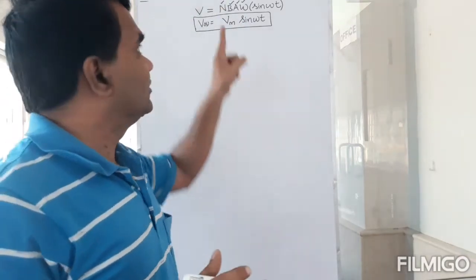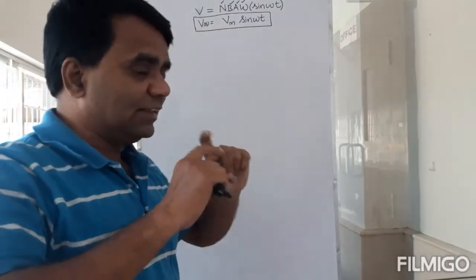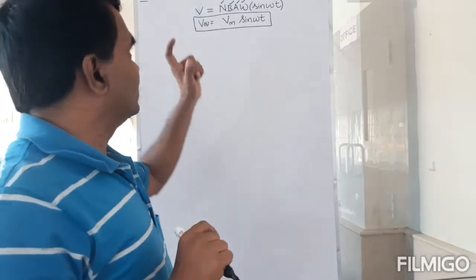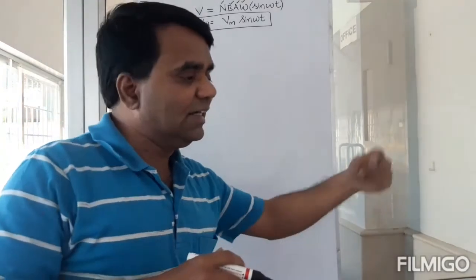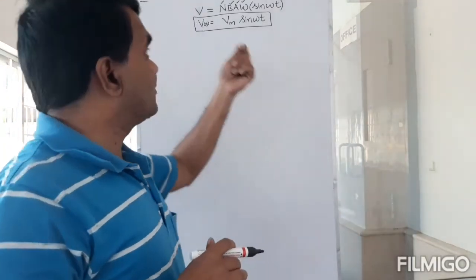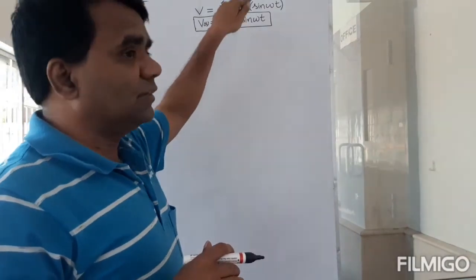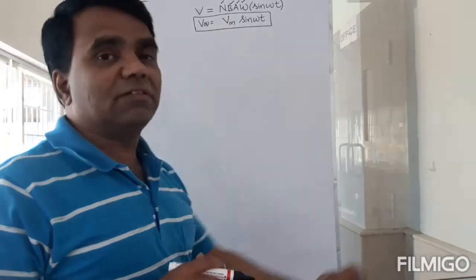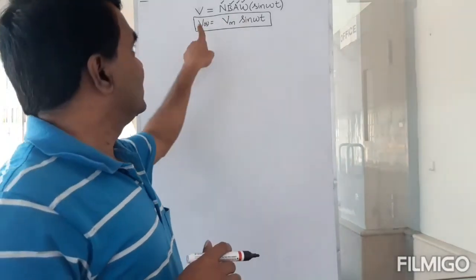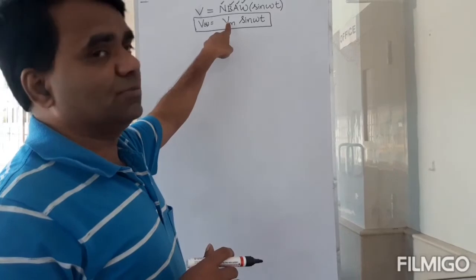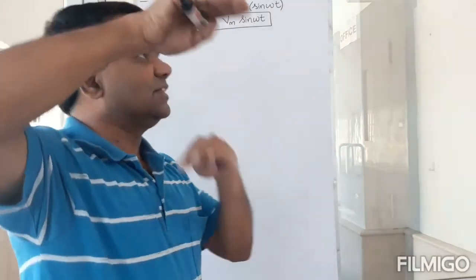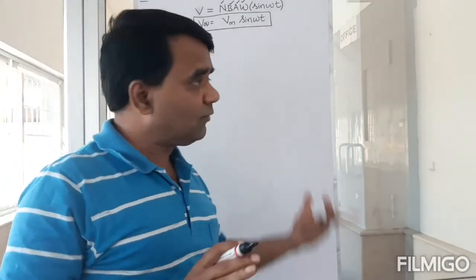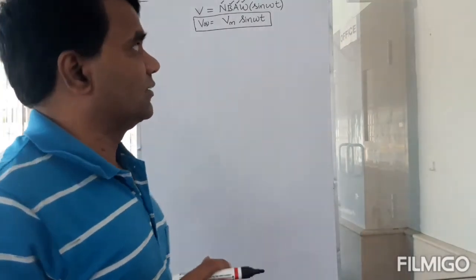The maximum value cannot change. But the voltage that the generator produces can change. That can change from 0 to this value and back to 0 and minus of this value, then back to 0 again. This can change, but this cannot change. It's a maximum value. That is decided only by NBA and omega. So I want you to understand that.